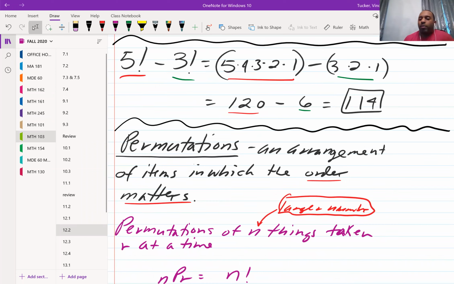All right, so we're going to look at permutations and combinations. Permutations are arrangements of items in which the order matters. That's going to be the key distinction between the two when we talk about permutations and combinations. Permutation, the order matters.